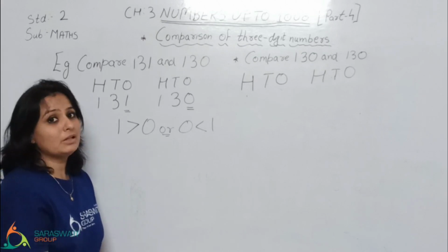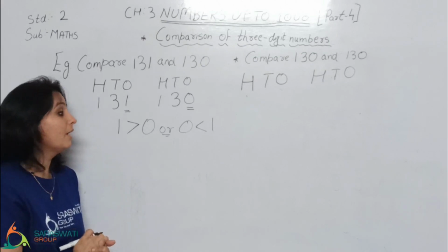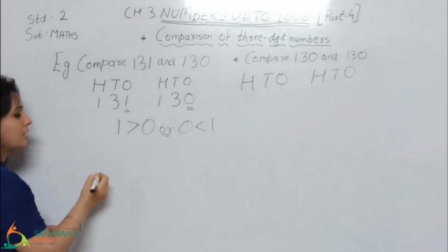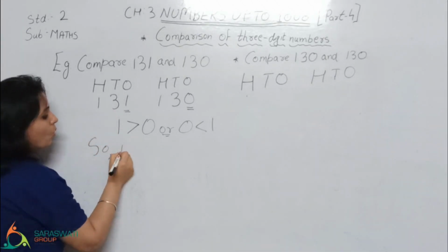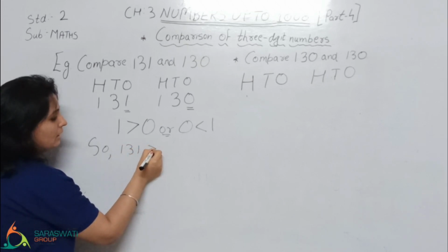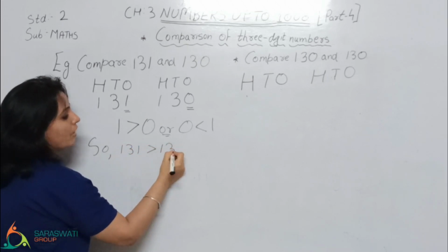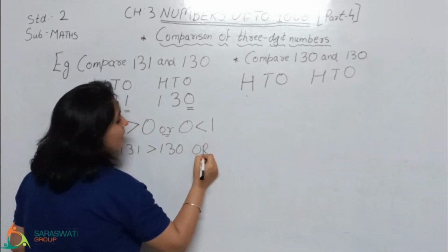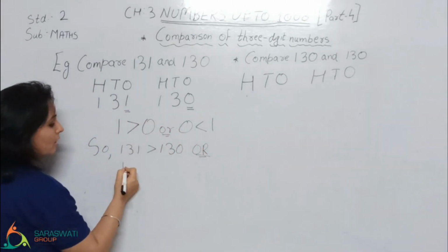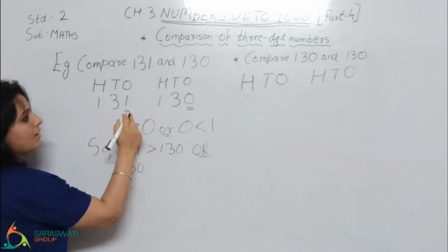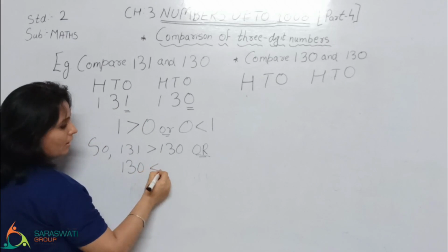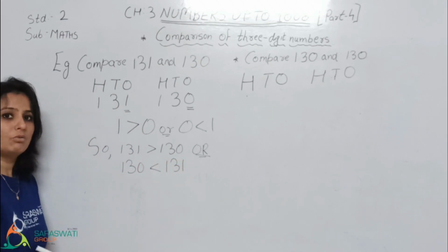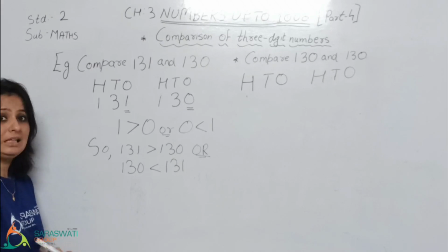नाउ विच नंबर इज ग्रेटर? किसमें ग्रेटर नंबर आया? ये वाला. तो ये वाला ग्रेटर हुआ. सो व्हाट वी विल से? सो 131 इज ग्रेटर देन 130, right? Or you can say that 130 is less than 131, right? तो आपने अभी तक 3 सम्स देखे.